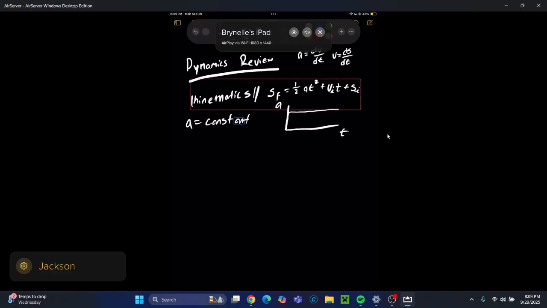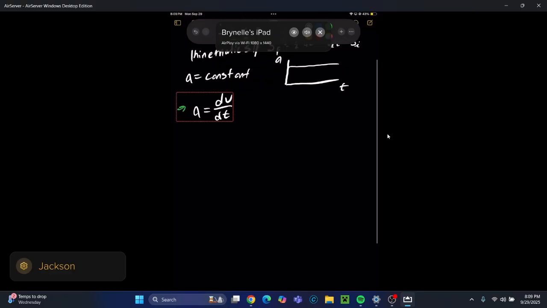And then we're going to use this identity right here. And we're going to say that a is equal to dv/dt. Okay, and then now what, right? What we're going to do is we're going to try to get dv alone. We want to solve for v. We want some way of knowing what v is. So we're going to get v alone.